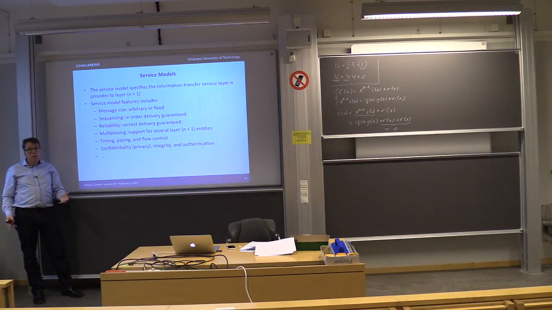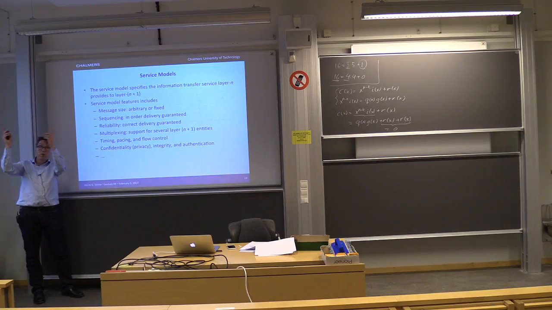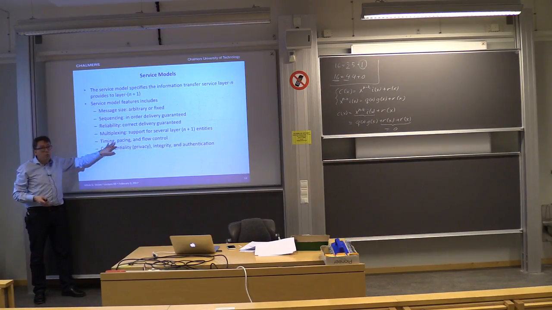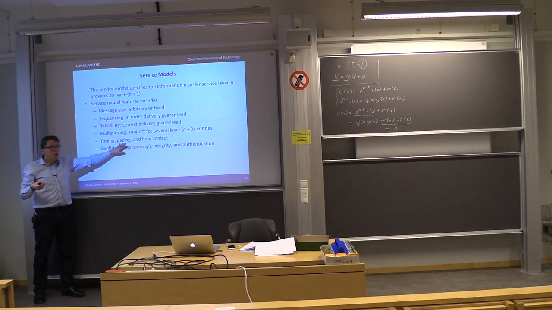Multiplexing is basically to say that I can serve several of the protocols above me, or processes above me, or I could just serve one. So this is called multiplexing. Timing, pacing, and flow control. We haven't talked so much about this, but timing could be to say that, you give me a packet, I promise you to deliver that within 2 milliseconds. So that's a promise on latency. Or I can say that if you give me packets every 200 milliseconds, I will deliver them every 200 milliseconds, also at a regular pace, right?